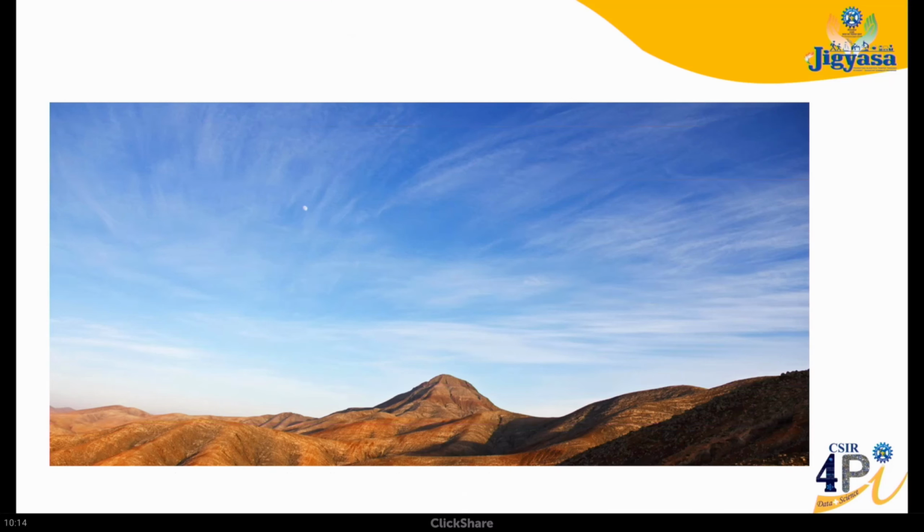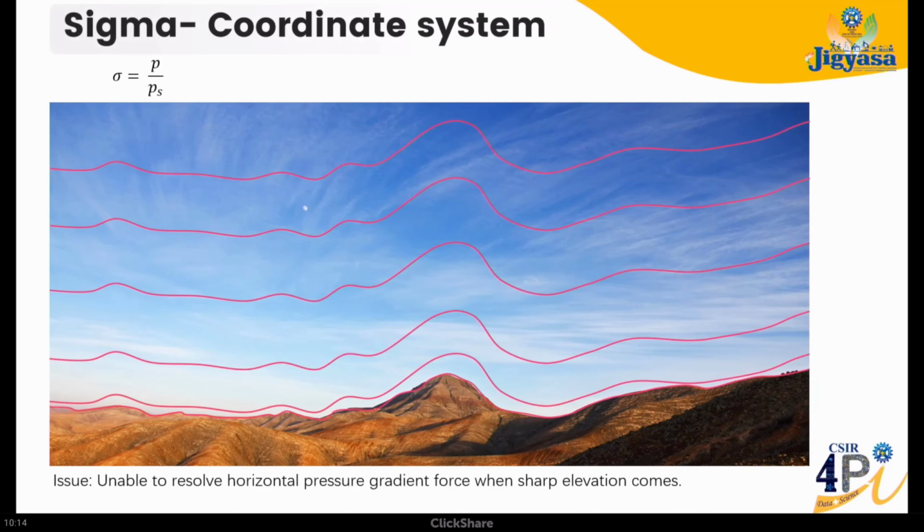Then comes the sigma coordinate system, where sigma equals p by ps, where p is pressure and ps is surface pressure. So we have sigma values from 1 to 0. 1 is at the surface and 0 is at the top of the atmosphere. So this is a terrain following coordinate. But the one issue with this coordinate system is that it is unable to resolve horizontal pressure gradient forces for sharp elevation.